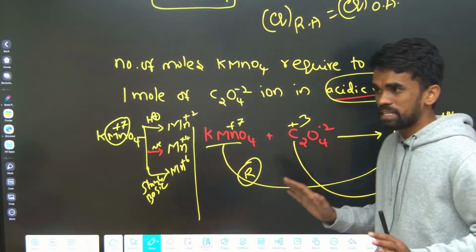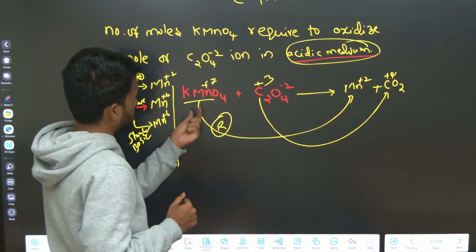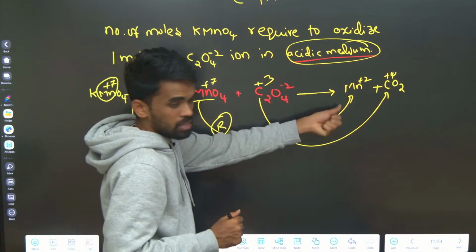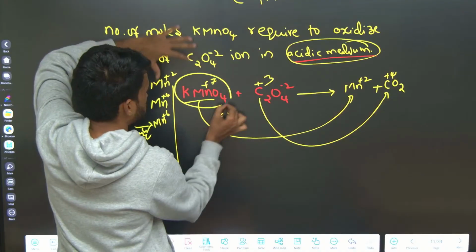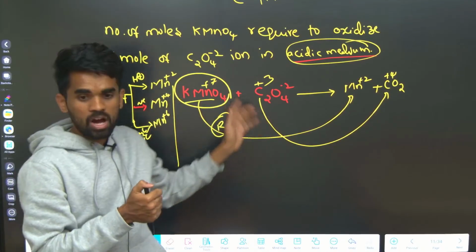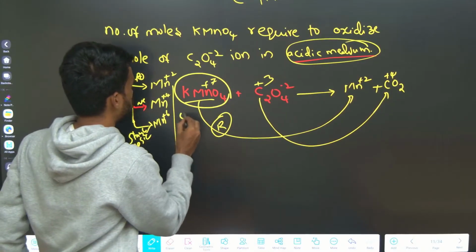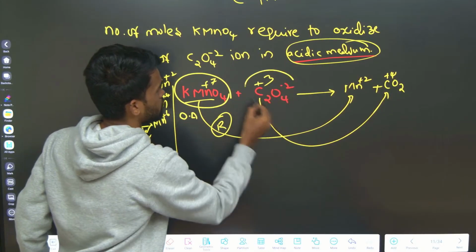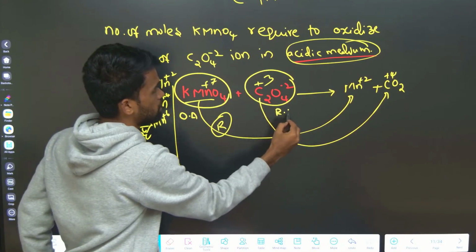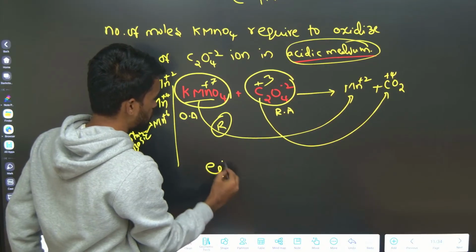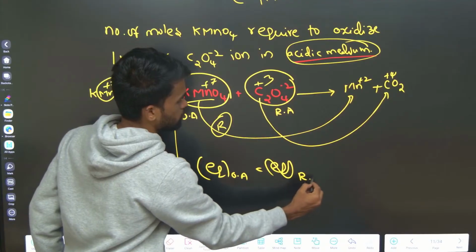I am not balancing the equation, right? So what is the other thing we can note here? This species is undergoing reduction and oxidizing others. So I should call this KMnO4 an oxidizing agent. What about this one? It is undergoing oxidation and reduces others, so it is a reducing agent. So you can write: equivalence of oxidizing agent equals equivalence of reducing agent.